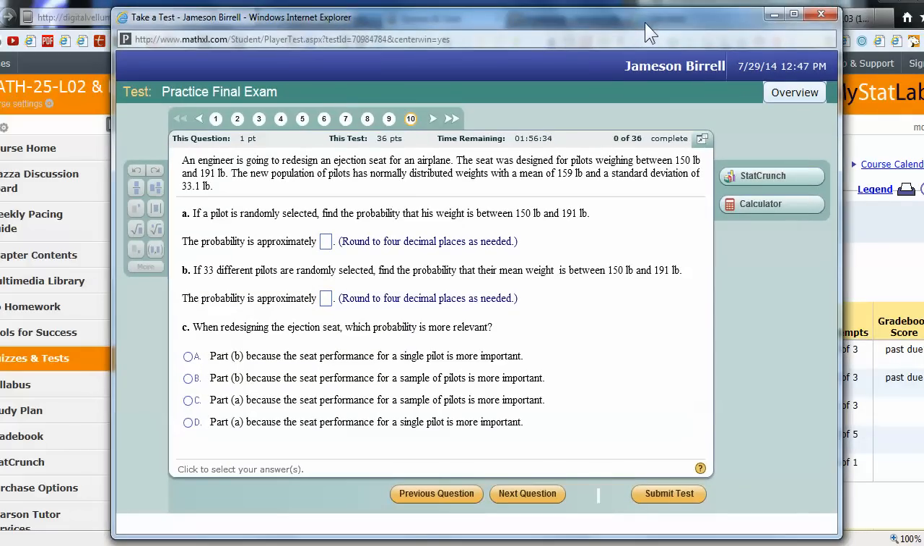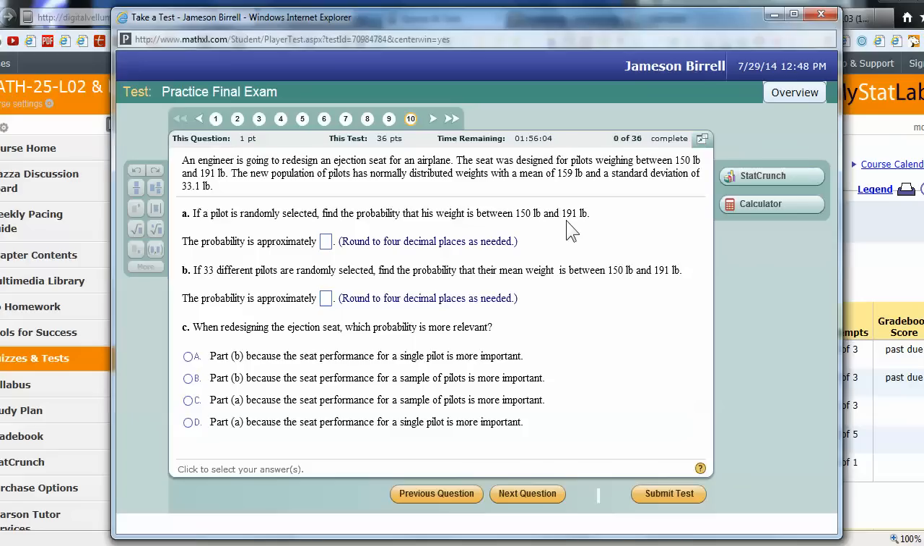Question number 10. An engineer is going to redesign an ejection seat for an airplane. The seat was designed for pilots weighing between 150 pounds and 191 pounds. The new population of pilots has normally distributed weights with a mean of 159 pounds and a standard deviation of 33.1 pounds. If a pilot is randomly selected, find the probability that his weight is between 150 pounds and 191 pounds.